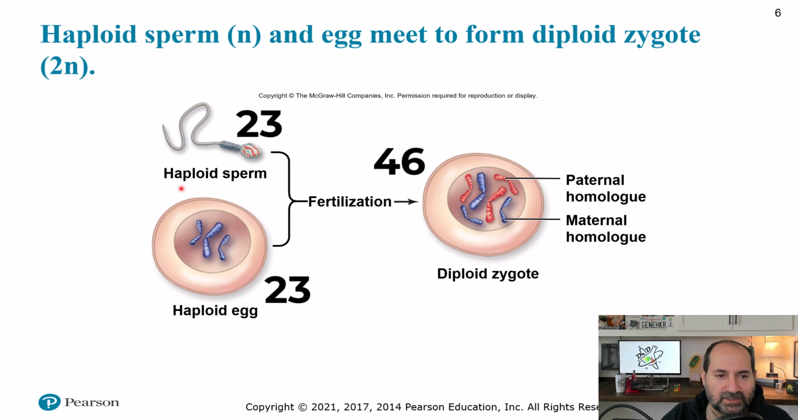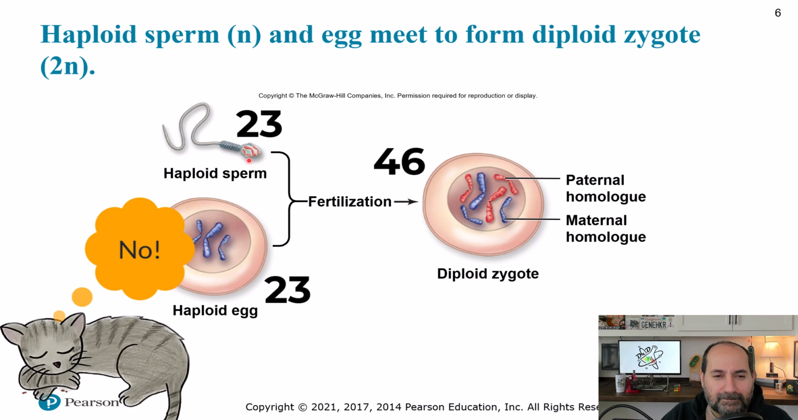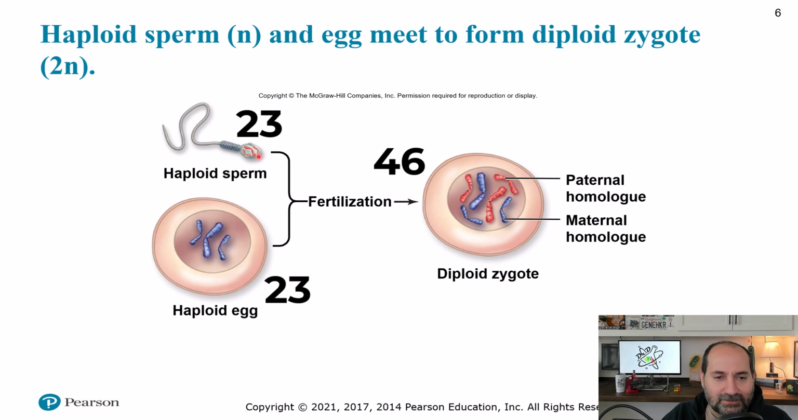Now let me ask you this: are the sperm and the egg diploid? Do they have two homologous sets of chromosomes inside? A set from mom and a set from dad? Oh, that's right. You can see here that the sperm only has 23 chromosomes, and the egg only has 23 chromosomes.